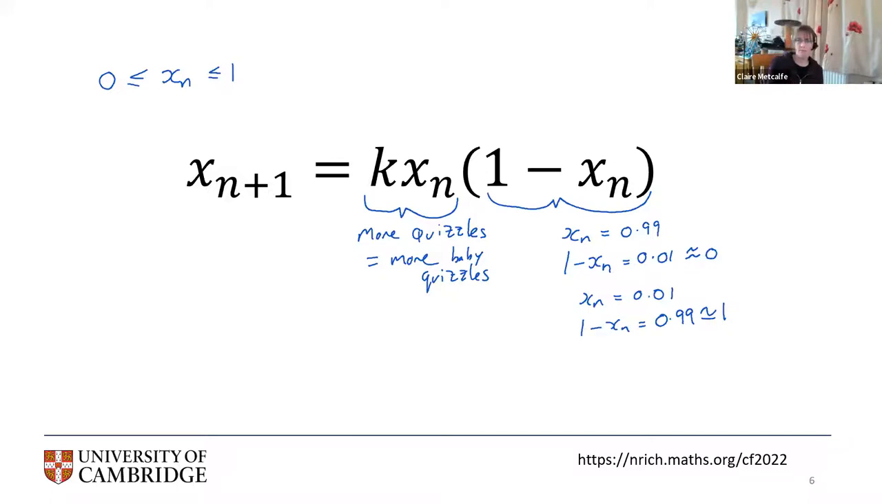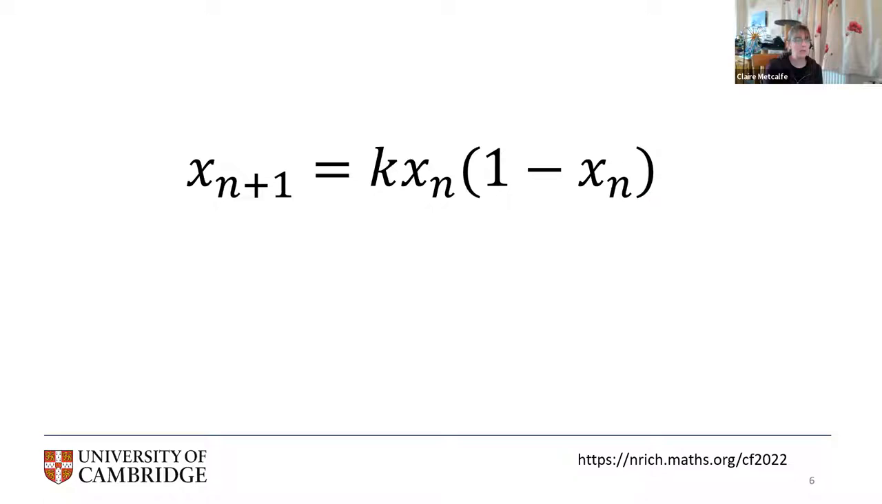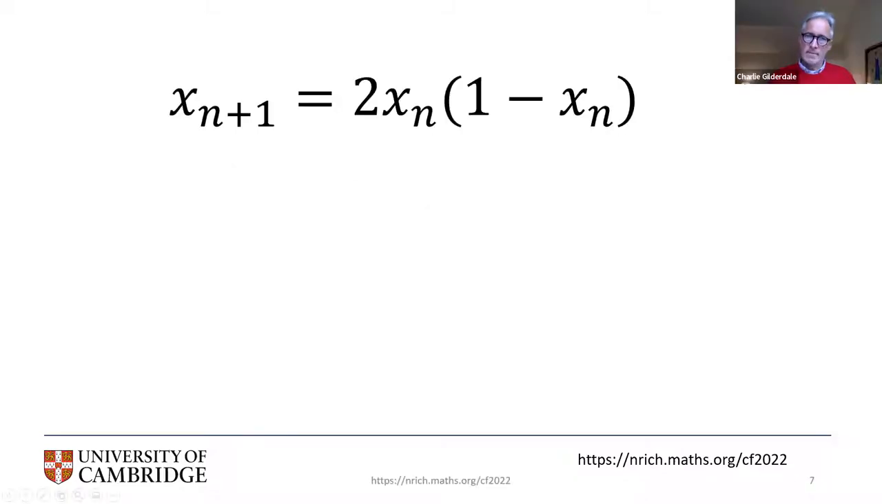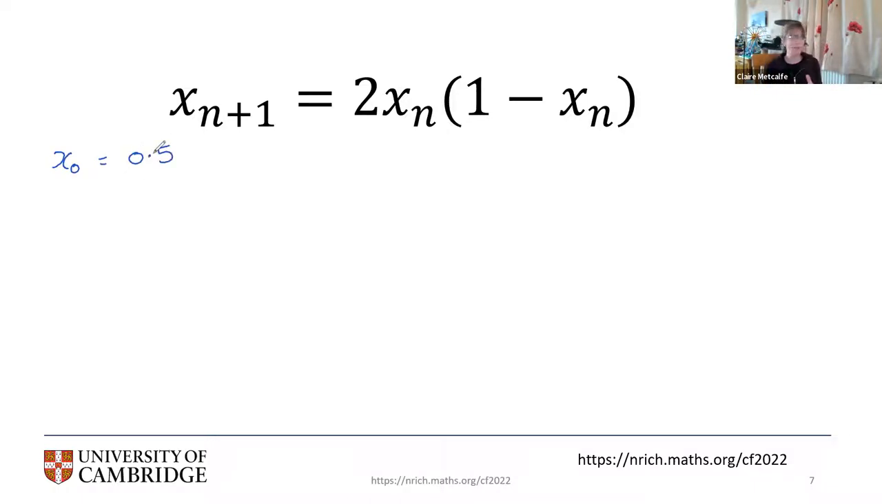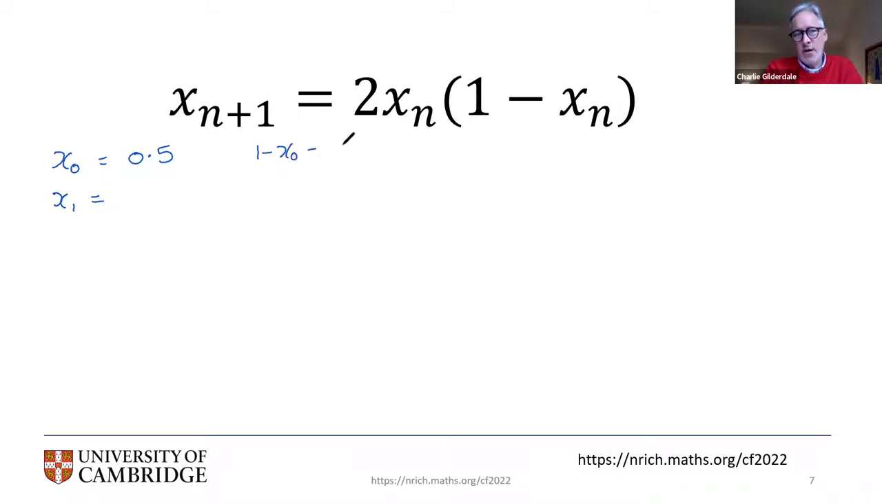So this is the model that we're going to use now. And we'll start with taking k equals 2. So we'll have a look at an example. So if we take k equals 2, and we'll start with initial population of x naught equals 0.5. Okay, Charlie, can you tell me what x1 is going to be? So if x0 is 0.5, 1 minus x0 is also 0.5. So I've got to multiply 2 by a half by a half, which is going to give me a half.